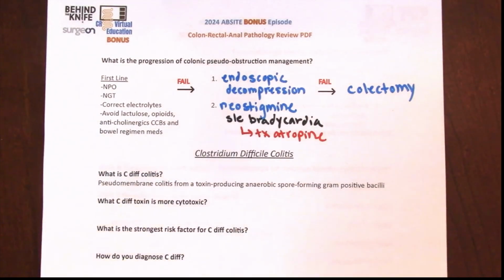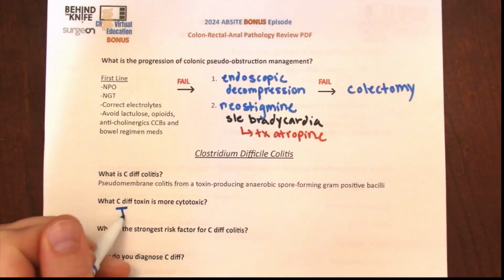Okay, and our next topic will be C. diff colitis. So what is C. diff colitis? C. diff colitis is a pseudomembrane colitis from a toxin-producing anaerobic spore-forming gram-positive bacilli. And which of the toxins of C. diff is more cytotoxic? Toxin B is 10 times more cytotoxic than toxin A.